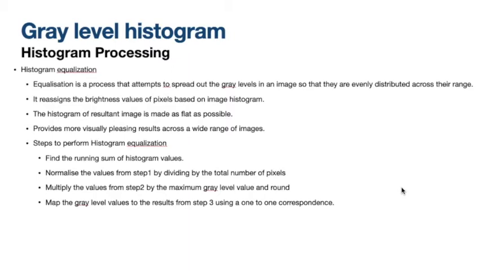The different steps to perform histogram equalization are: first, find the running sum of histogram values. Then normalize the values from step 1 by dividing by the total number of pixels. Then multiply the values from step 2 by the maximum gray level value and round it. Then finally map the gray level values to the results from step 3 using a 1-to-1 correspondence.